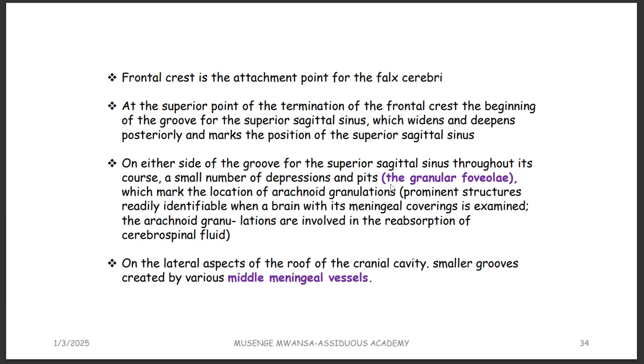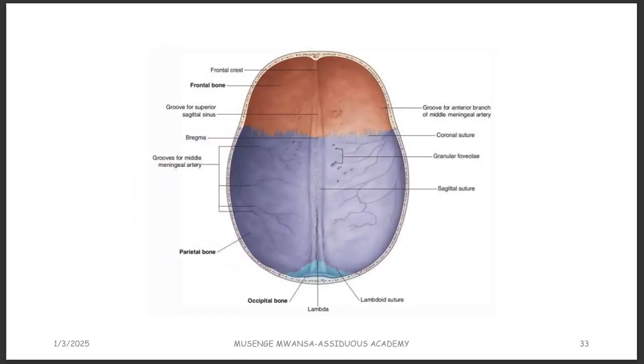These arachnoid granulations are important because when cerebrospinal fluid is produced, it flows throughout the body, it is going to be moving, but it has to come back to the veins, and it will actually pass through these same arachnoid granulations on the granular fovea. Please take note of that. It's important for the flow of cerebrospinal fluid. We'll discuss the flow of cerebrospinal fluid in neuroanatomy. They can actually bring you a 10-mark question about the flow of cerebrospinal fluid.